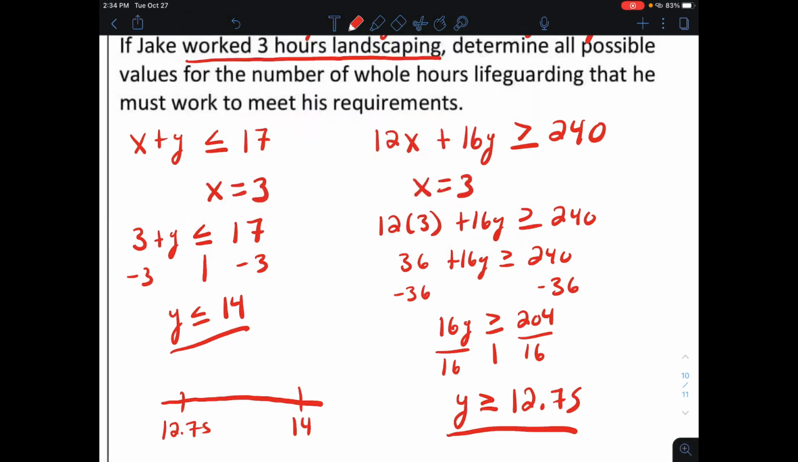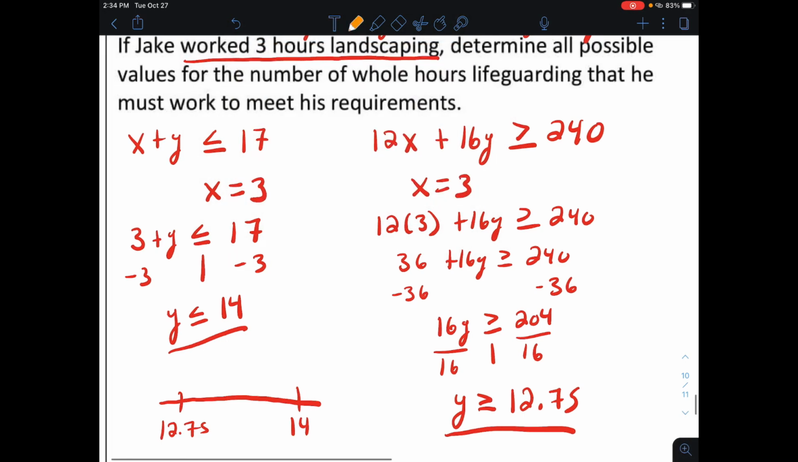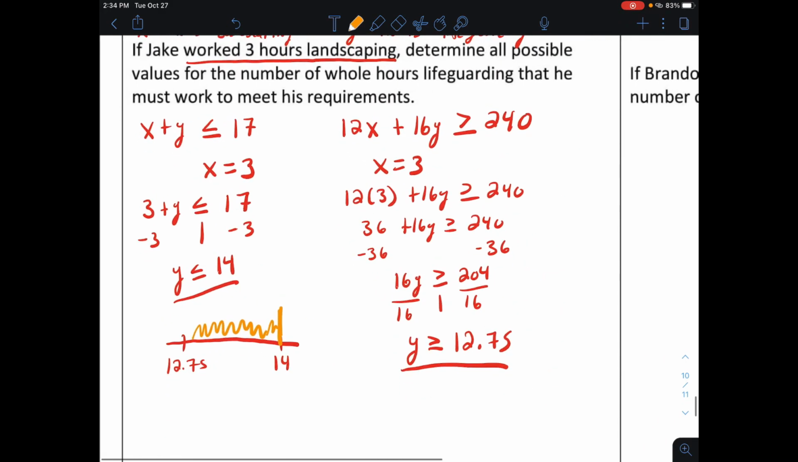So basically, I have to be inside of here, but I could also include the 14 because it's a whole number hour. So our possible number of hours for lifeguarding would be 13 hours or even 14 hours. But he couldn't go anywhere outside of that range.